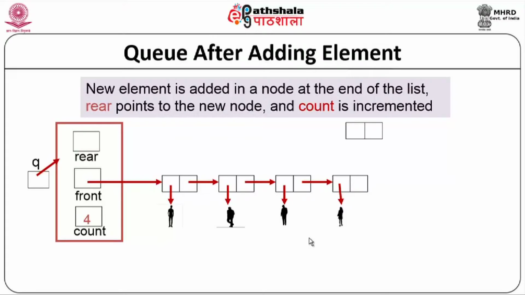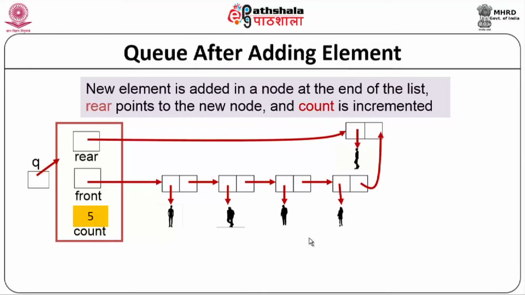So, here you create a new node as before in any link, this is the new node, and then you make the last rear point to the new node, and then you have to change the value of count and you have to change the value of rear to point to this node. Previously it was pointing to the previous node. So, this is the implementation of the queue. So, this is the queue after adding the element.